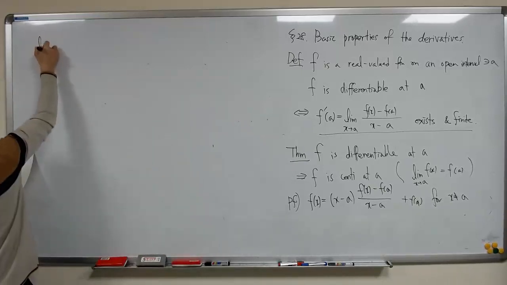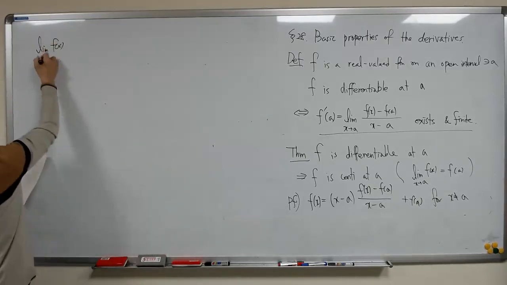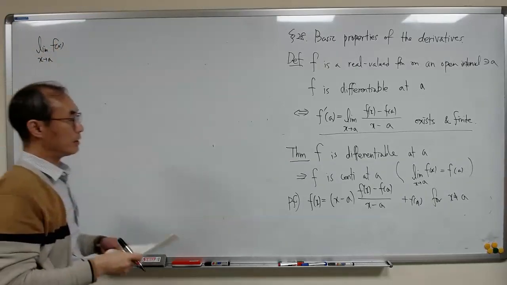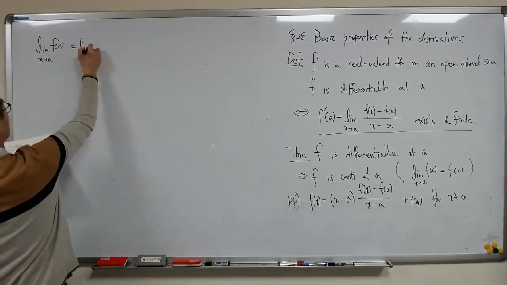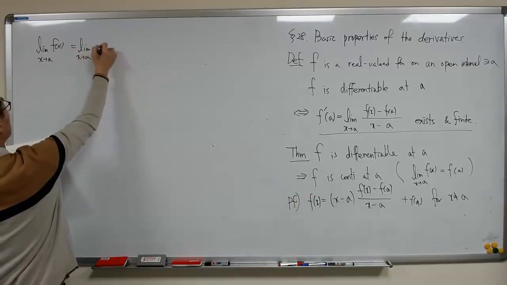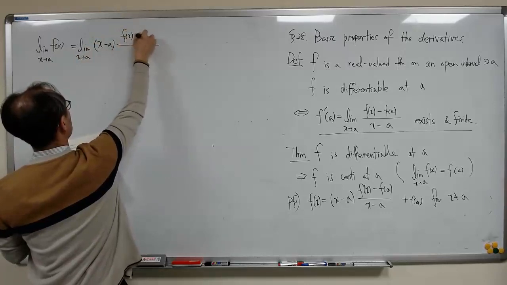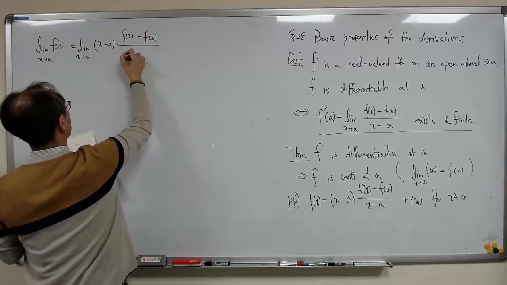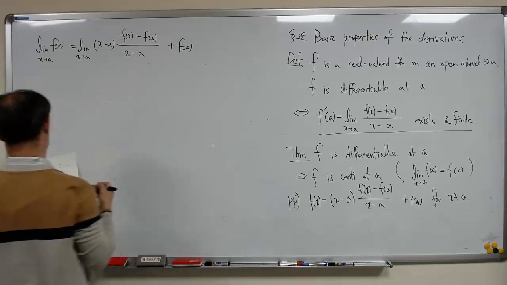What if we take the limit of both sides of this expression as x tends to a? The limit of function f of x is obtained by the limit as x tends to a of x minus a, times f of x minus f of a over x minus a, plus f of a.